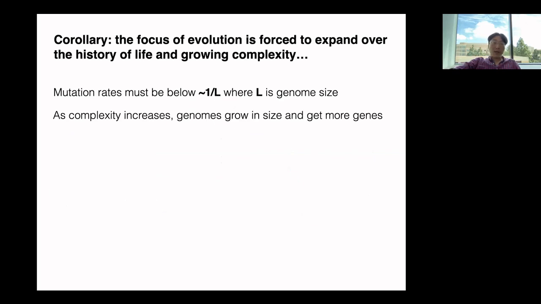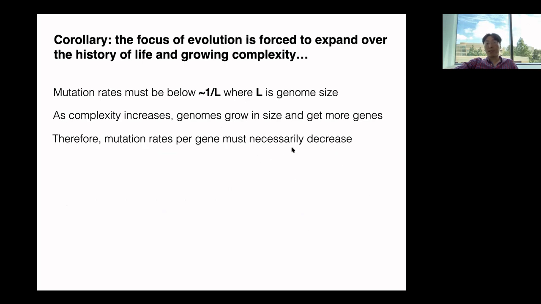So basically, what's happening over the history of life from the lens of mutation rates is that as complexity increases and genomes get more and more genes, then it also means that the per gene mutation rate must necessarily decrease, right? If the per base pair mutation rate must necessarily decrease by this guideline, then the per gene mutation rate must also decrease in the same fashion.